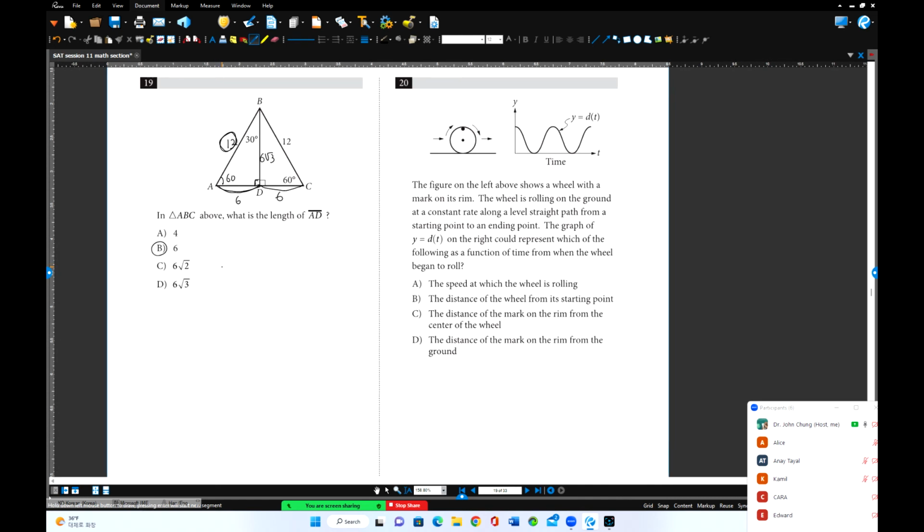Number 20. The figure on the left above shows a wheel with a mark on it. The wheel is rolling on the ground at a constant rate along a level straight path from a starting point to the ending point. The graph of y equals d(t) on the right could represent which of the following as a function of time from when the wheel began to roll? Okay, we're going to find this point.